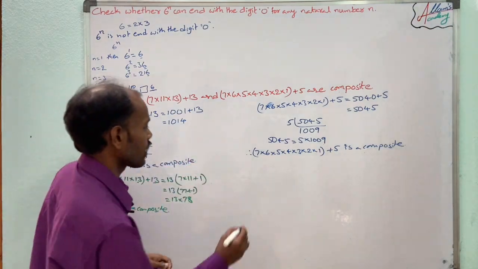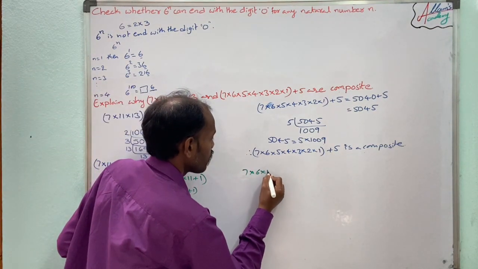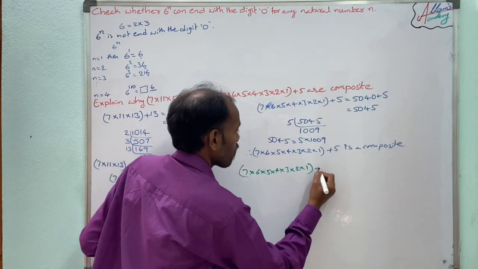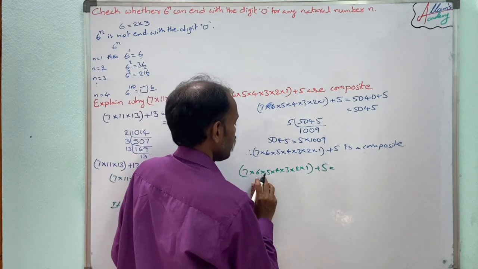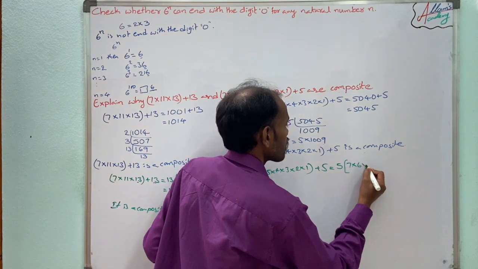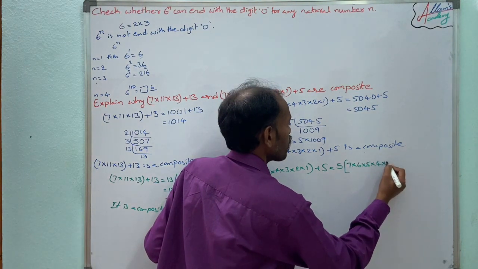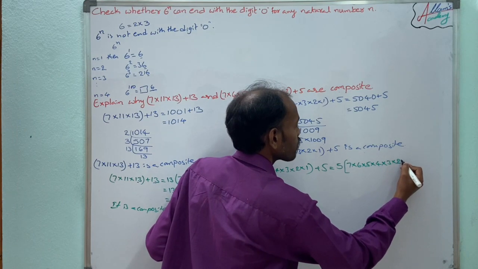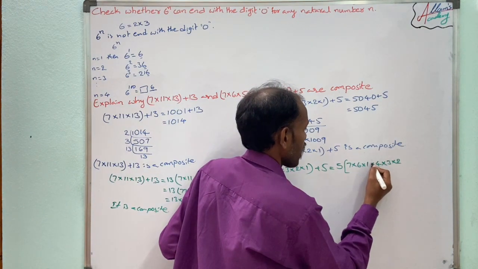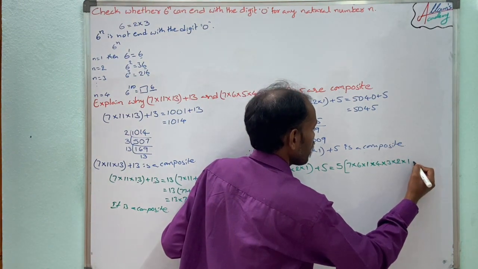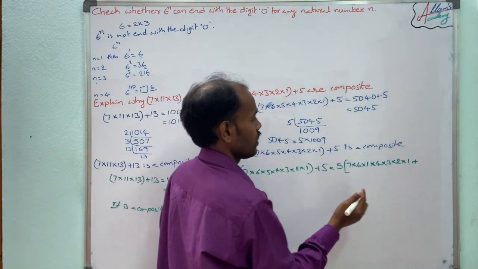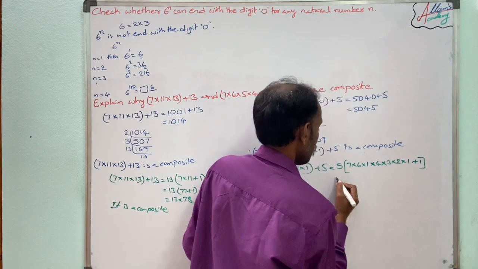In the same manner, 7 into 6 into 5 into 4 into 3 into 2 into 1 plus 5: in both numbers, 5 will be taken as common. 7 into 6 into 5 into 4 into 3 into 2. So 5 has already come outside, so in this space we write 1 into 1, and here the plus symbol. 5 is already taken outside, so in this space we write 1.